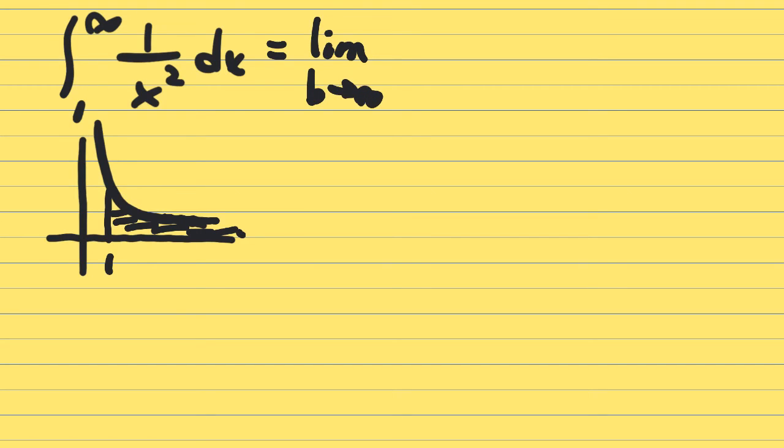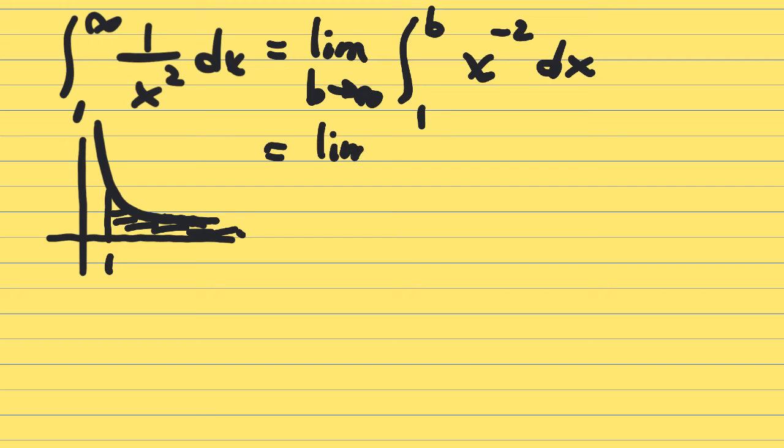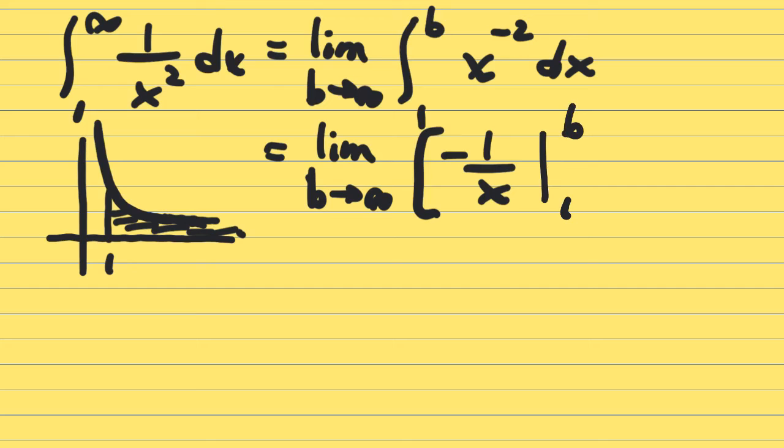Limit as b approaches infinity, integral from 1 to b. I'm going to rewrite that as x to the negative 2, because when we do the antiderivative property, it just makes it a little faster, a little easier to see. Add 1 to the exponent, divide by the result. That's going to give us negative 1 over x, evaluated at 1 and b.